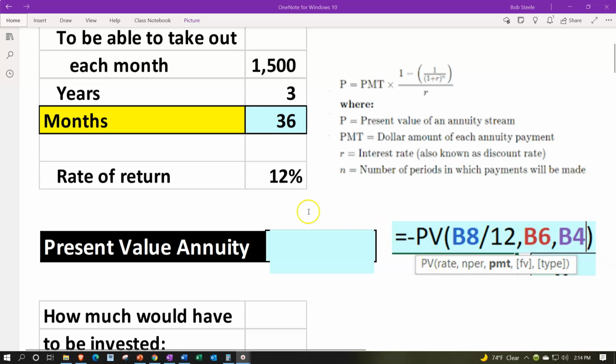The rate's going to be not the 12% because that's a yearly rate. We've got to make it a monthly rate so it matches the periods, which are monthly periods. We're doing that here by taking that cell and dividing it by 12. Note that results in a very small rate, but 1% in this case, which isn't too bad. But if it was a small rate, like 5% divided by 12, it would be an ugly number.